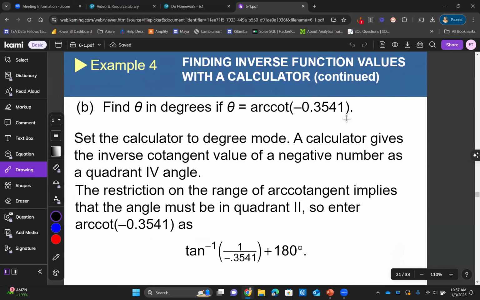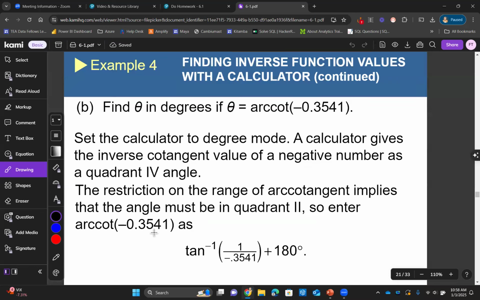Again, if you get a question like this on the homework, where the ratio is not familiar to you from the unit circle, that means this question must be answered using a calculator. And then on the calculator, all you have to type is arccotangent of, in parentheses, enter this value, and the calculator is going to give you the answer. Just pay attention that you're getting an answer which matches the interval for arccotangent. A calculator gives the inverse cotangent value of a negative number as a quadrant 4 angle. The restriction on the range of arccotangent implies that the angle must be in quadrant 2.